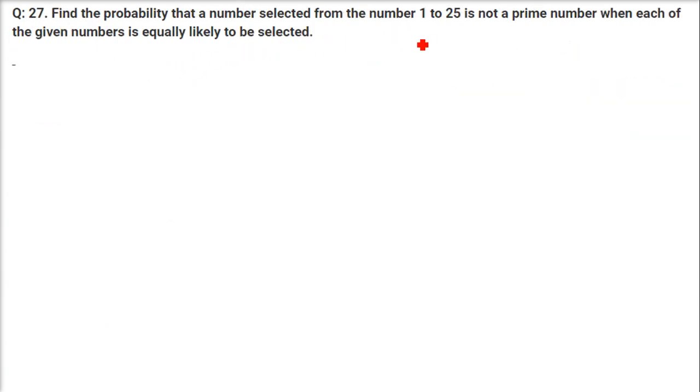Find the probability that a number selected from the numbers 1 to 25 is not a prime number, when each of the given numbers is equally likely to be selected. So here we see that the denominator is known for a probability. 1 to 25, the total number of possible outcomes, is 25. So equally likely, we don't want a prime. So let us find out the prime numbers. Find out the probability of having a prime number, and then we will subtract it from 1 to get not a prime.